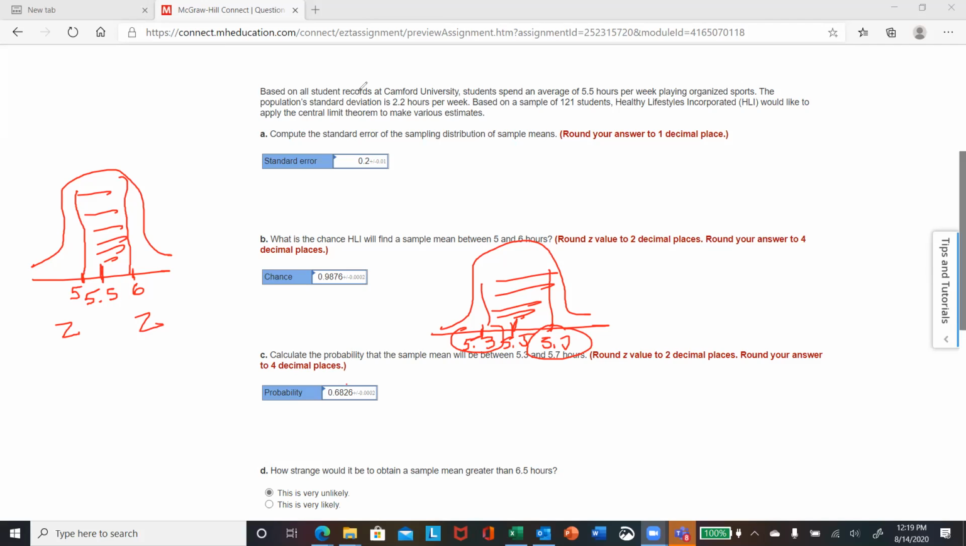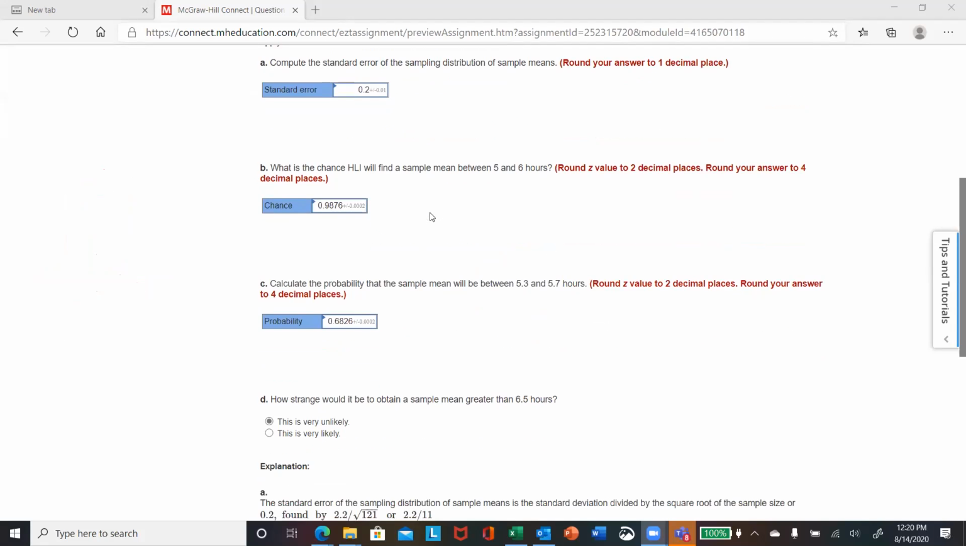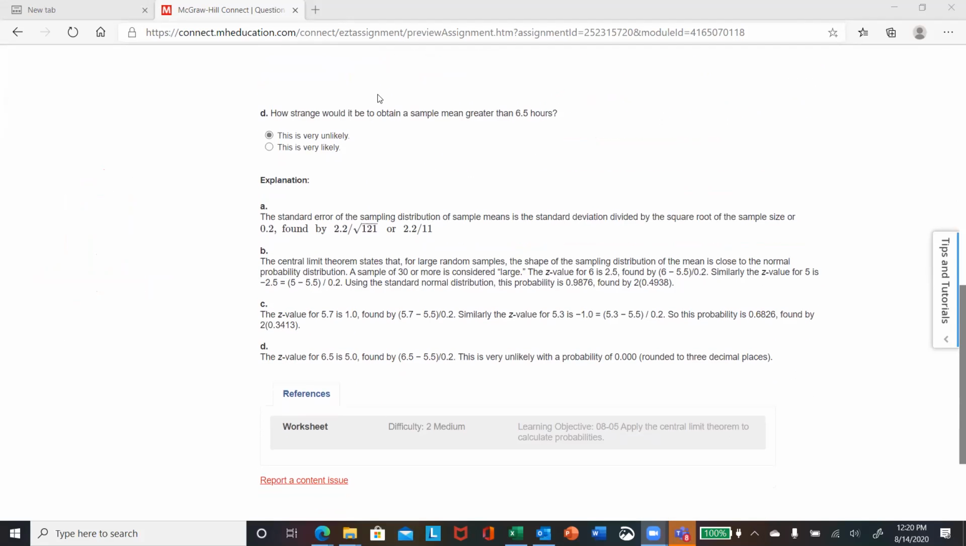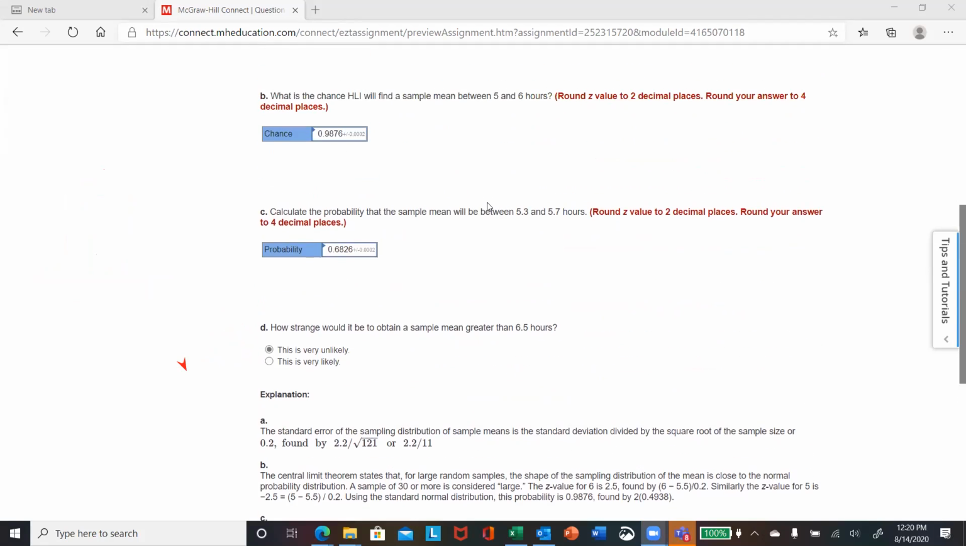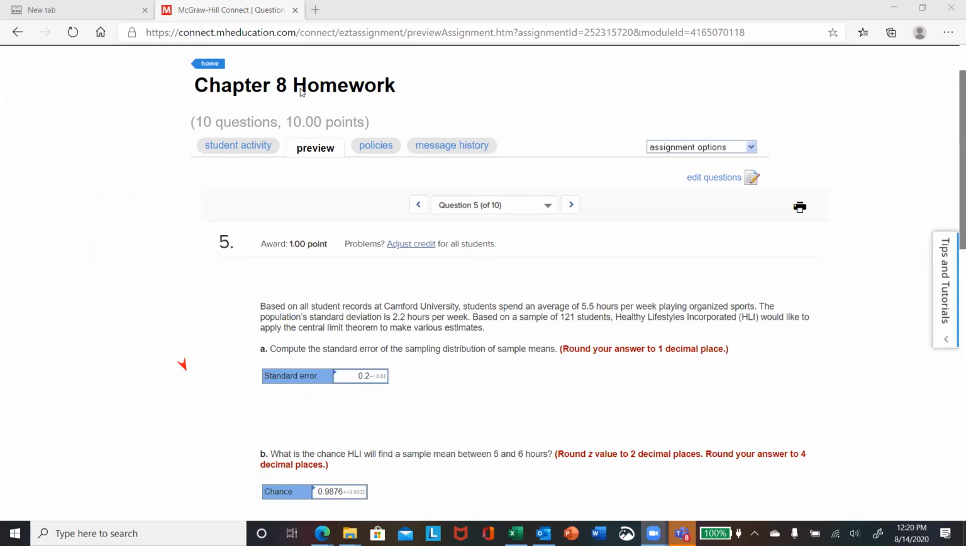And so again, let me show you the calculations at the bottom, since I just gave you the visuals on B and C. You can see how they're getting the z value, and therefore they're looking these up, and that's how they're getting the areas. Same for C, you can check that one out as well. And then, how strange would it be to obtain a sample mean greater than 6.5? Very unlikely. That would be essentially like an outlier. All right, so that is number 5.